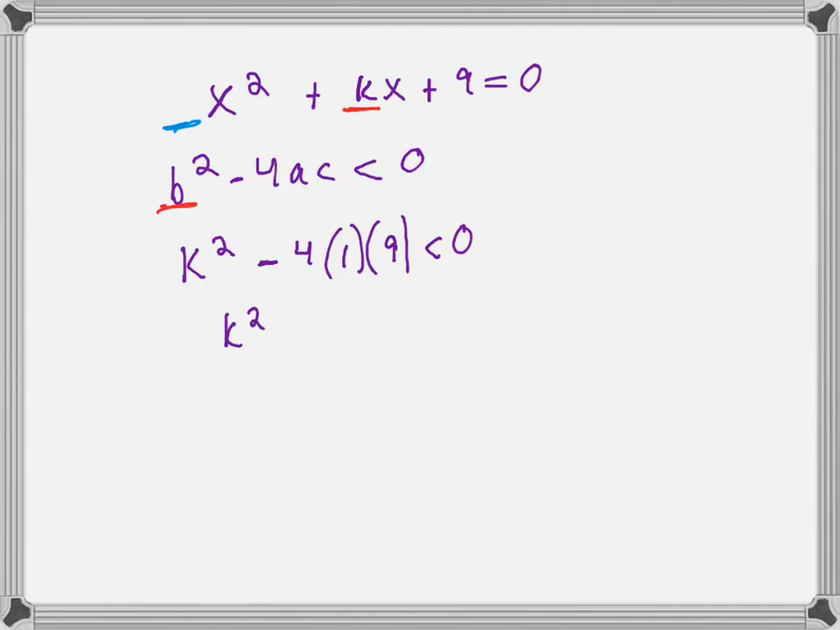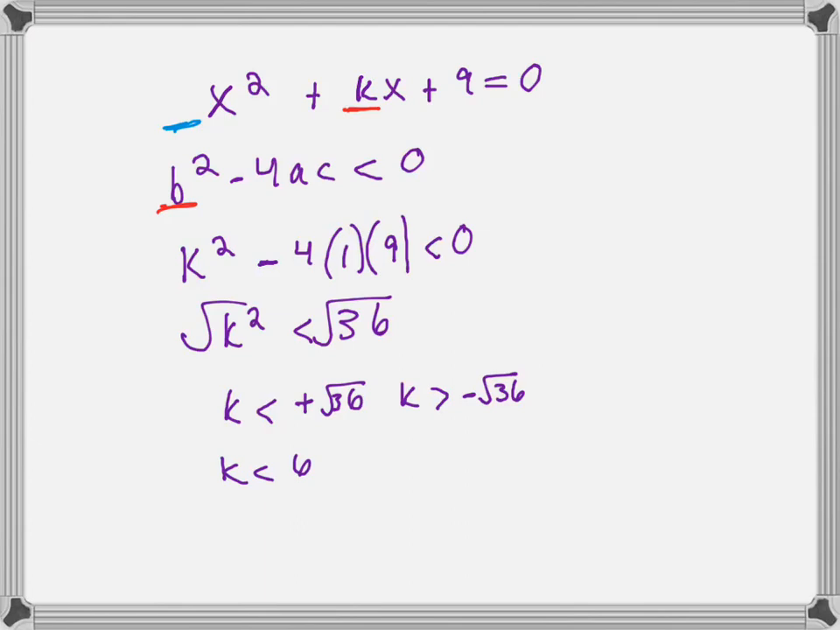So if we move this to the other side, k squared is less than 36. So if we root both sides, we get k is less than positive root 36, and k is greater than negative root 36. So then we get k is less than 6, and k is greater than negative 6. So we get a range. k is less than 6, and it's greater than negative 6. So here we go. This is how you find k such that there are 2 imaginary roots.